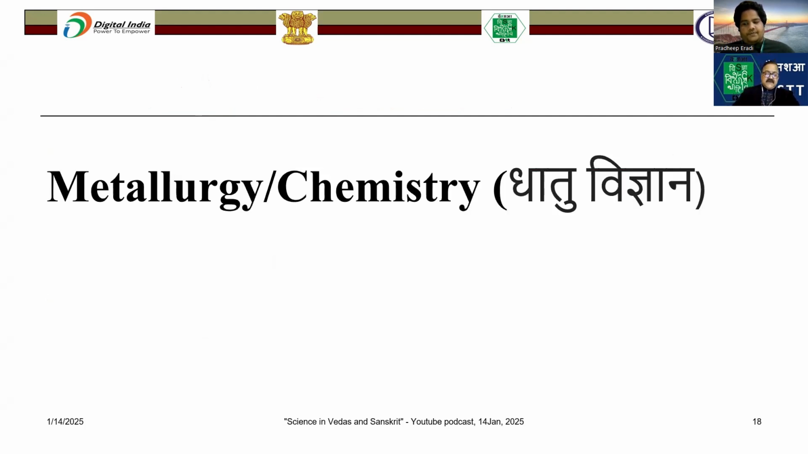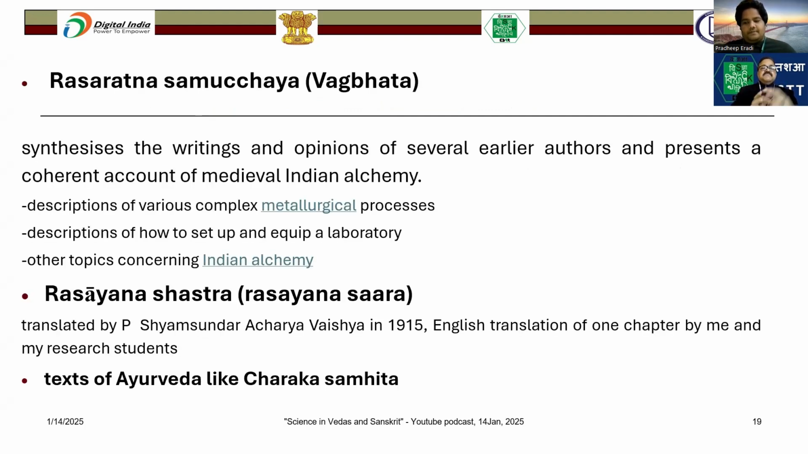Now, coming to the metallurgy, you have basically many texts, and I would mention some very important texts. In one of them, I have personally worked. So, Rasa Ratna Samuchay is by Bhagwag Bhatt. It does the synthesis of the writings and opinions of several other authors, and presents a coherent account of medieval Indian alchemy. So there were many compilations which compiled the work of previous scholars, and then also tried to do vritti and vyakhya, and later some translations also happened.